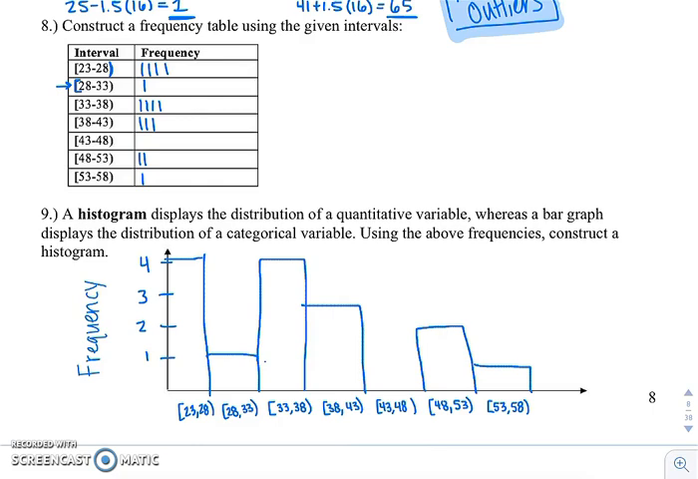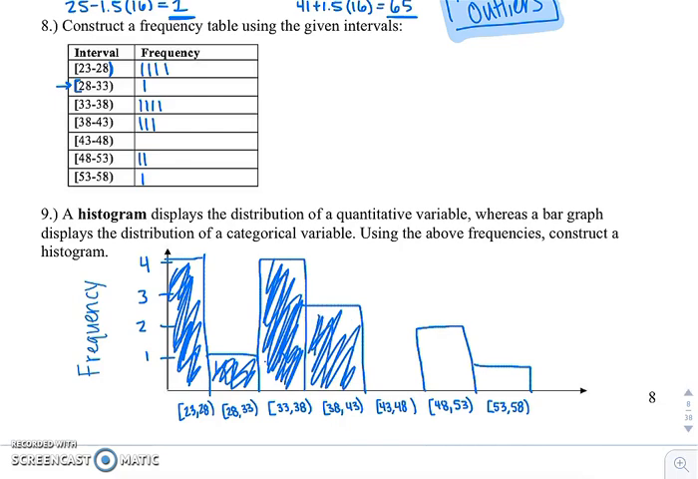You can leave them plain, you can color them in if you want, whatever you want to do, but they should be touching. There shouldn't be any gaps in between each frequency interval when you put that in, and then that's about it. So you make a frequency table and then use that frequency table to make a histogram.